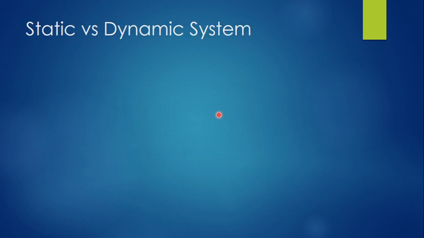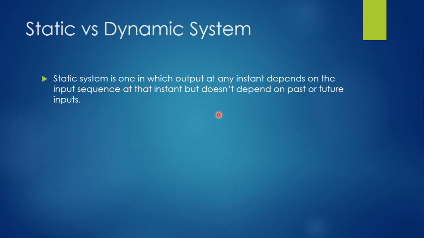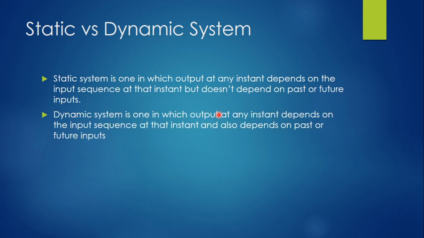Static versus dynamic system. Third categorization is static versus dynamic systems. A static system is one in which the output at any instant depends only on the input sequence at that instant, but does not depend upon the past values or the future values of the input sequence. Whereas a dynamic system is just the opposite of that. The output depends upon the present as well as past or future inputs.